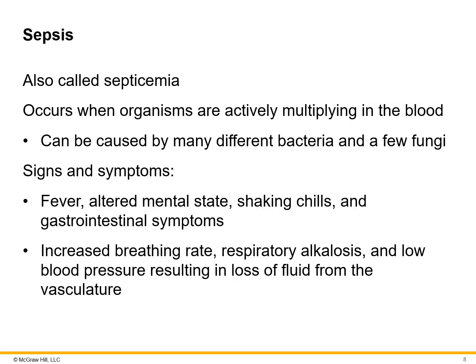All right, looking at a different type of infection besides endocarditis, so we can also get sepsis. I mentioned this earlier with some of the terminology, also called septicemia, and this occurs whenever organisms are actively multiplying. So not just present in the blood, but they're actively multiplying. So this can be caused by a variety of bacteria or fungi. Again, bacteremia or fungemia means that those are present, but if they're actually multiplying, that can lead to sepsis.